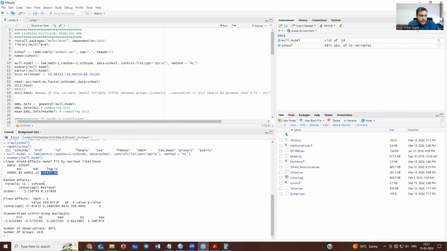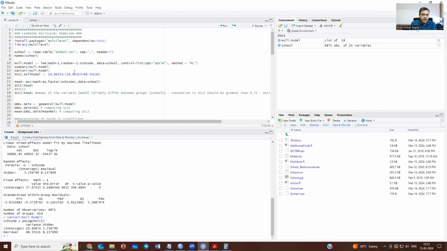Then we got the random effects and we said the standard deviation, the standard sigma u0, is 3.256799, and sigma r is 8.15. Then we said the fixed effect, this is gamma 0,0. It is significantly different from 0. And this is the distribution of the residuals, Rij. Then we wrote variance covariance, so it gives us sigma square u0 and sigma square r.